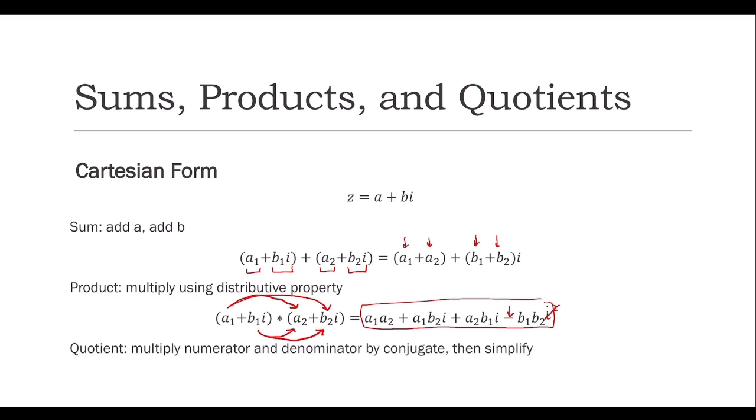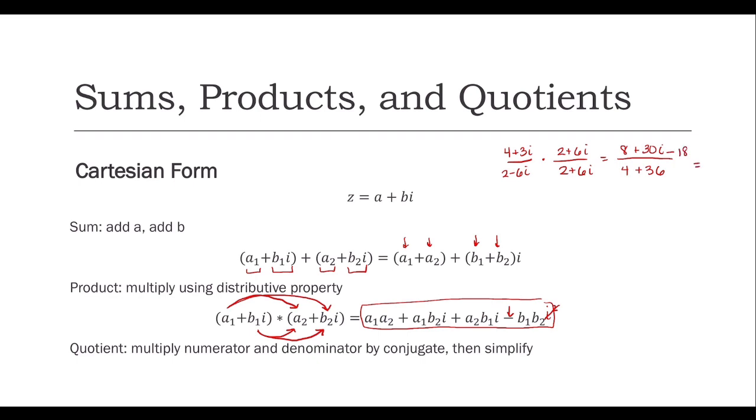And then when you're dividing in Cartesian form, you're going to multiply the numerator and denominator by the conjugate and then simplify. So for example, if I had 4 plus 3i over 2 minus 6i, to divide them, we'd multiply it by 2 plus 6i over 2 plus 6i. That way you can get rid of the imaginary component in your denominator. So this would equal 4 plus 36 in the denominator, and your numerator would be 8 plus 30i minus 18.